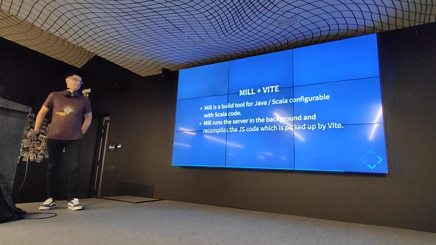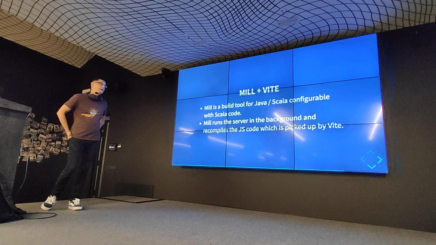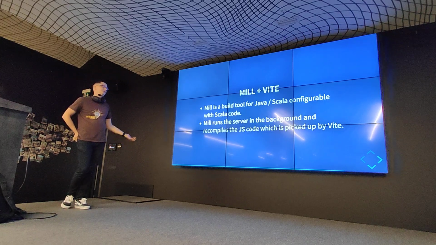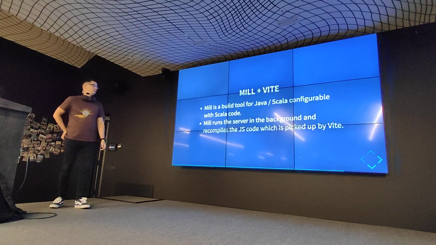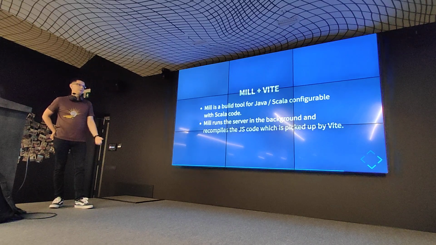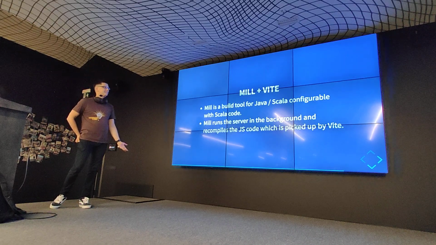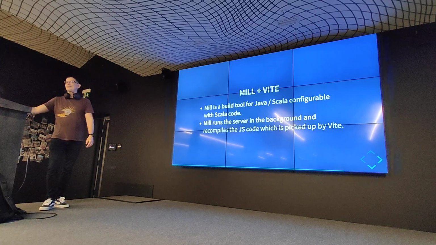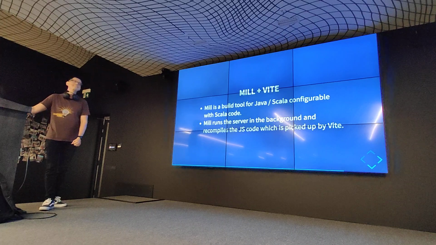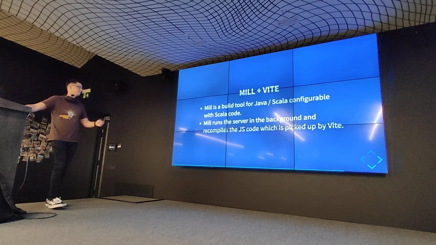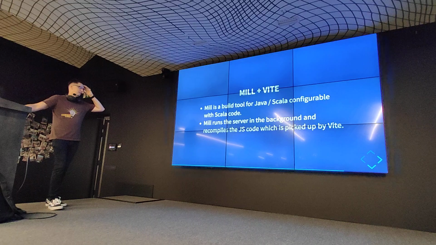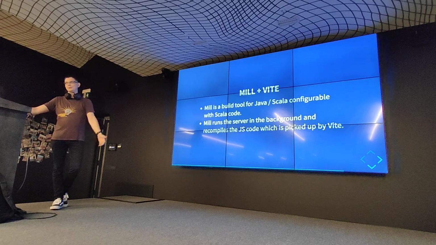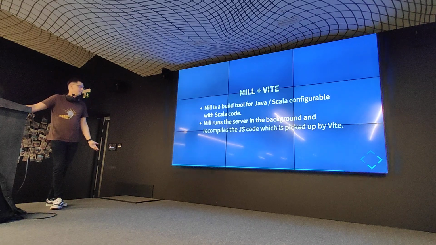So Mill is a new contender on the block, and it's a Java, Scala and Kotlin build tool, and I like it very much. It's very easy to configure. I like it much more than Gradle. I hate Gradle as well, by the way. And I've spent 8 years dealing with Gradle in an Android setting. So you write Scala code, and it's very simple, object-oriented, standard Scala code.